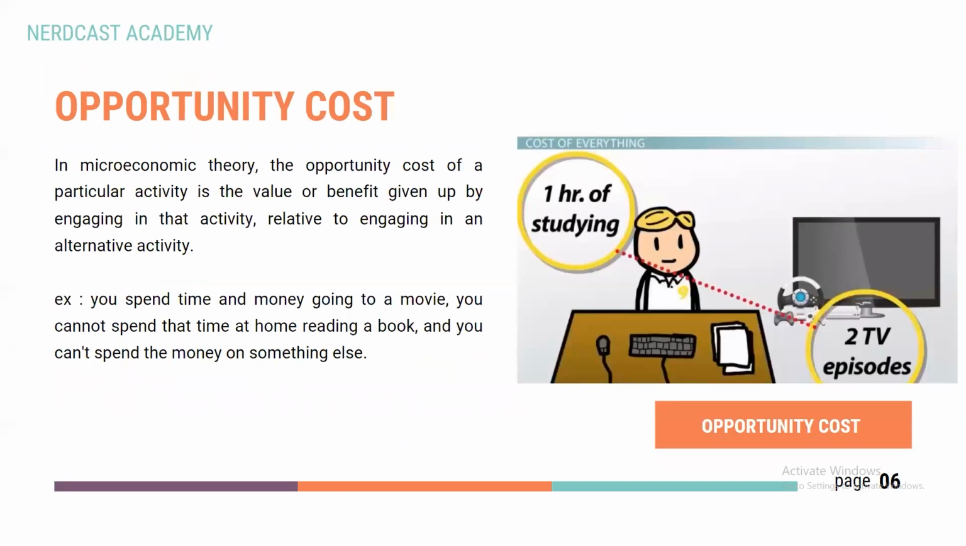So, let's look at what is opportunity cost. Opportunity cost is an economics term that refers to the value of what you have to give up in order to choose something else. In a nutshell, it's the value of the road not taken. So let's look at an example. Think you spend time and money going to a movie, and you cannot spend that time at home reading a book. You also cannot spend that money on something else. In our day-to-day life also, we experience these kinds of scenarios. That is a great example for understanding opportunity cost.